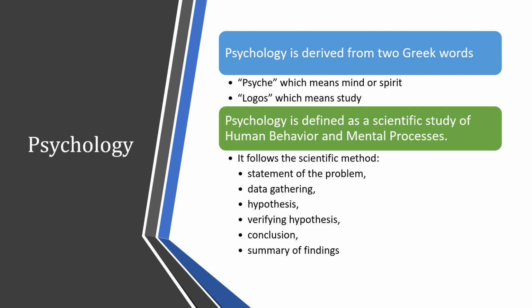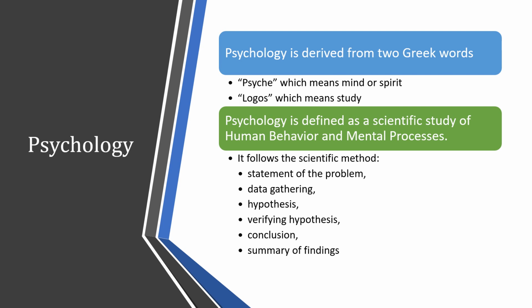So in here, psychology is defined as a scientific study of human behavior and mental processes. I would like to emphasize that it uses scientific study, which means it focuses on scientific methods, and it focuses on human behavior and mental processes. Later on, I'll be discussing what is human behavior, and the mental processes will be discussed in our further topics. But for now, let's focus on psychology as a scientific study.